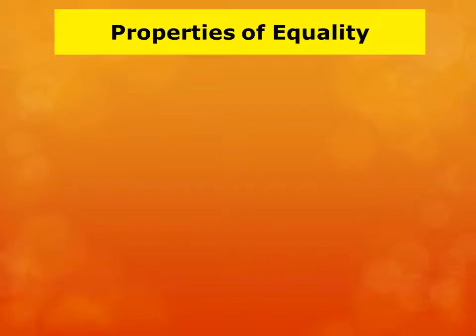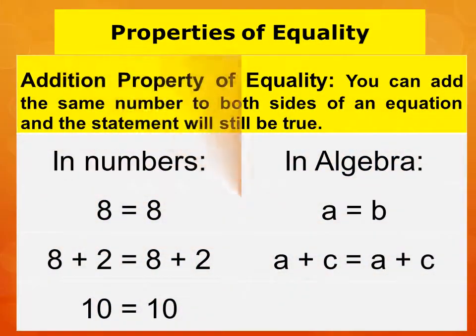We have properties of equality. The first one is the addition property of equality. You can add the same number to both sides of an equation, and the statement will still be true. In numbers, we have 8 = 8. If we add 2 to both sides, it becomes 8 + 2 = 8 + 2. If we simplify 8 + 2, that is 10, then 8 + 2, that is 10.